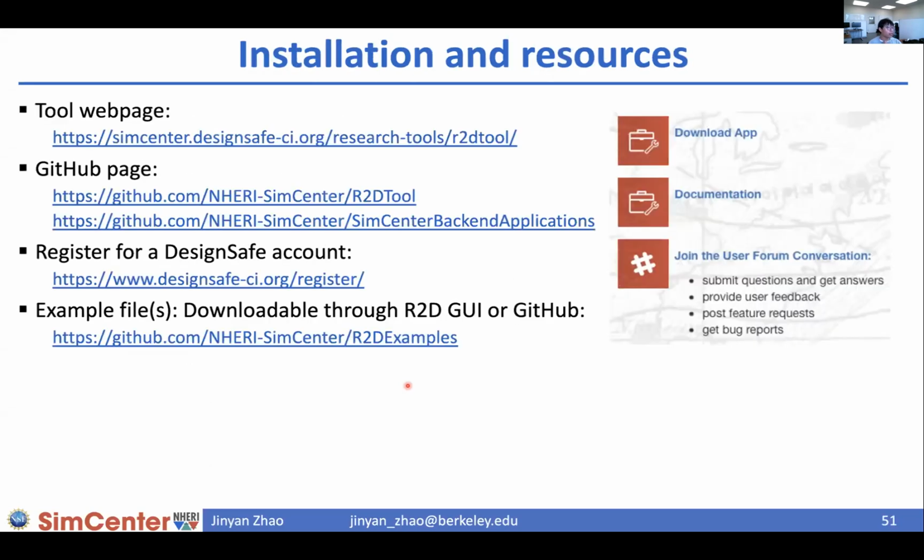So this is almost the last slide I have. If you would like to download our tool, you can go to our tool webpage. And if you would like to see our source code, both the front-end application and the back-end applications, you can find them on our GitHub page. And in our tool webpage, as I said, you can find the link to download the app. You can find the link to our documentation. You can also find the link to join our user forum conversation.